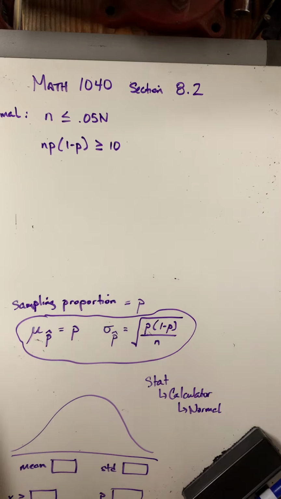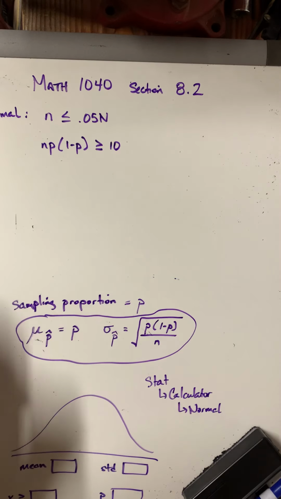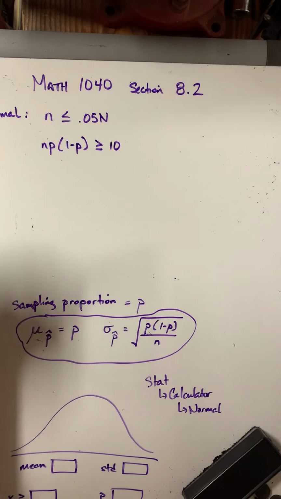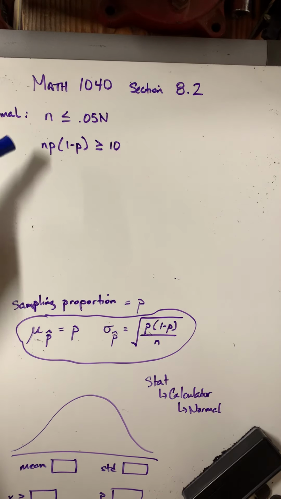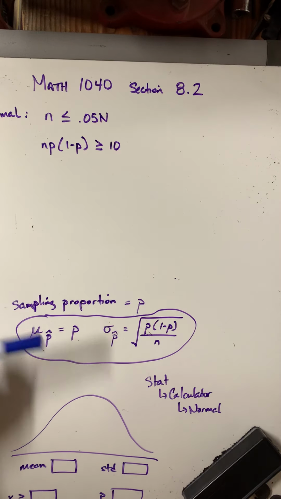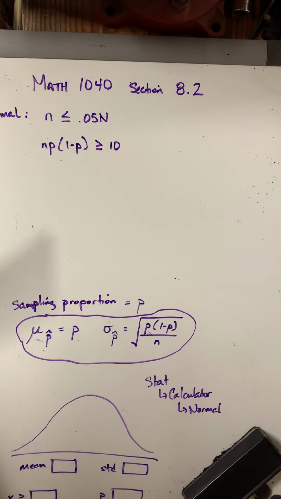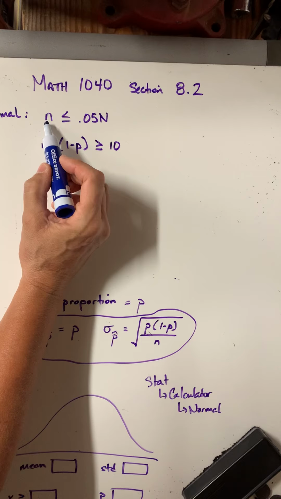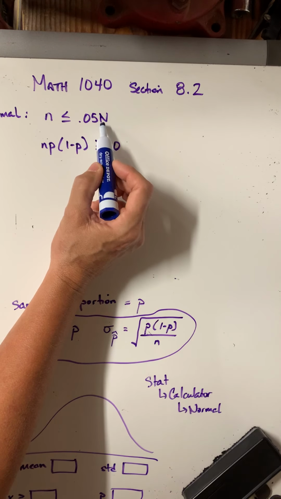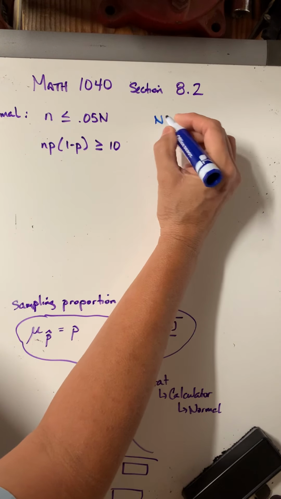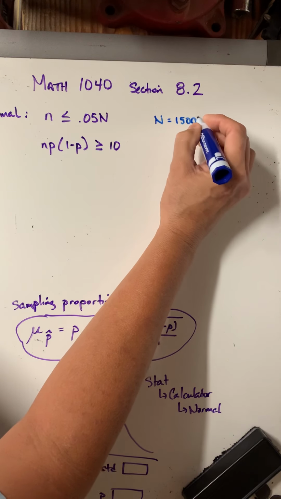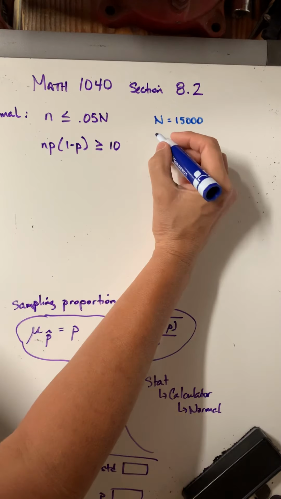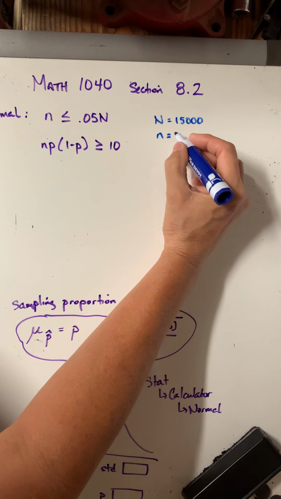So I'm looking at problem number 4. And on problem 4, we're not actually going to go all the way to the calculator. They just want us to do the checks and then do the mean and standard deviation. So mine says describe the sampling distribution of p hat. Assume the size of the population is 15,000. So this little n is my sample size. The big N is my population size. So they tell me that my population size is 15,000. And then they tell me that my sample size is 700.